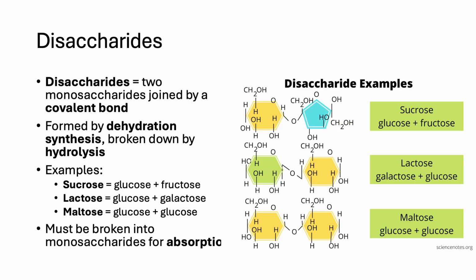Lactose, the sugar in milk, and maltose, found in germinating grains, are others. These sugars can't be absorbed in disaccharide form, so the digestive system breaks them into monosaccharides first. Lactose intolerance, for instance, occurs when the body lacks the enzyme needed to split lactose into glucose and galactose.